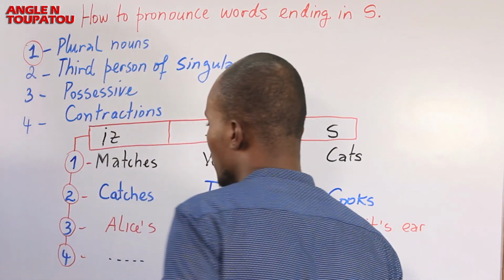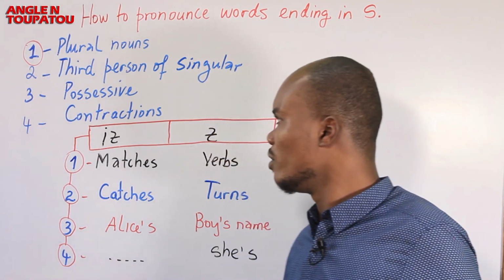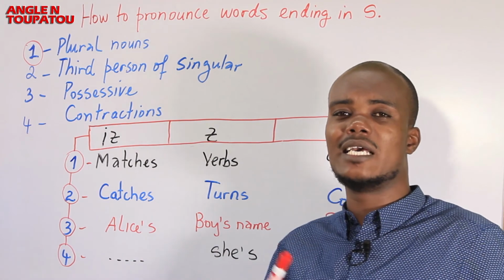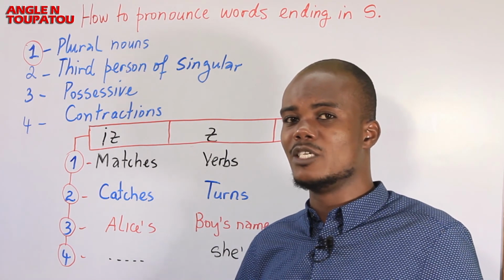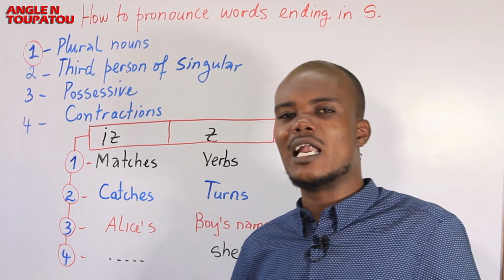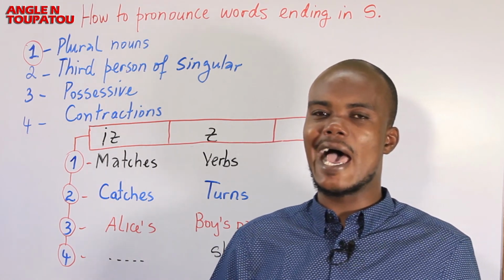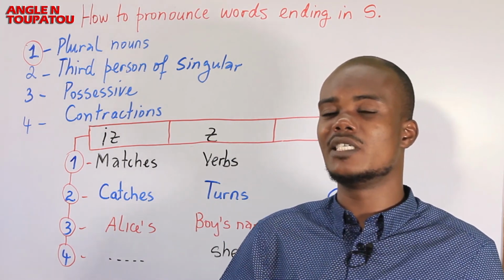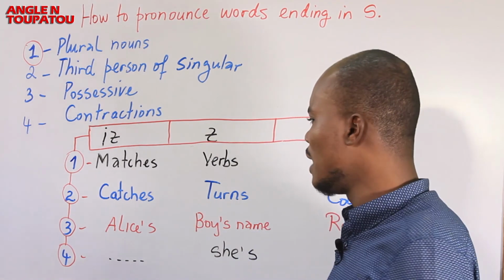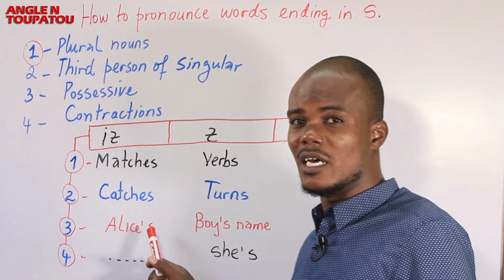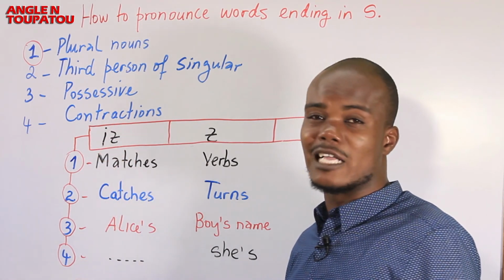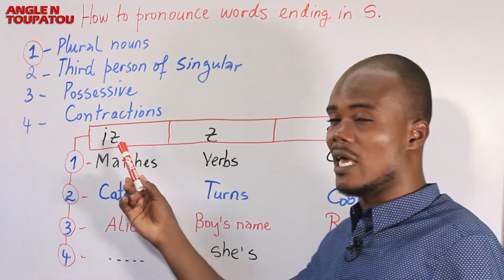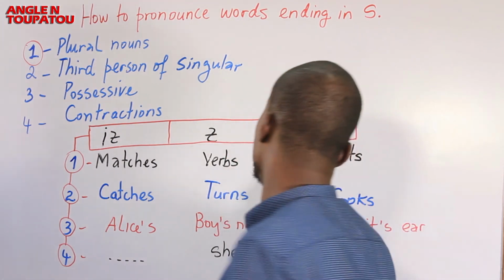To finish, the last one is possessive. When I'm talking about possessive, for example, the house of Daniel, I can use the possessive case to say Daniel's house. Like Alice's. In the possessive case, I can also have the three sounds: is, z, and s.